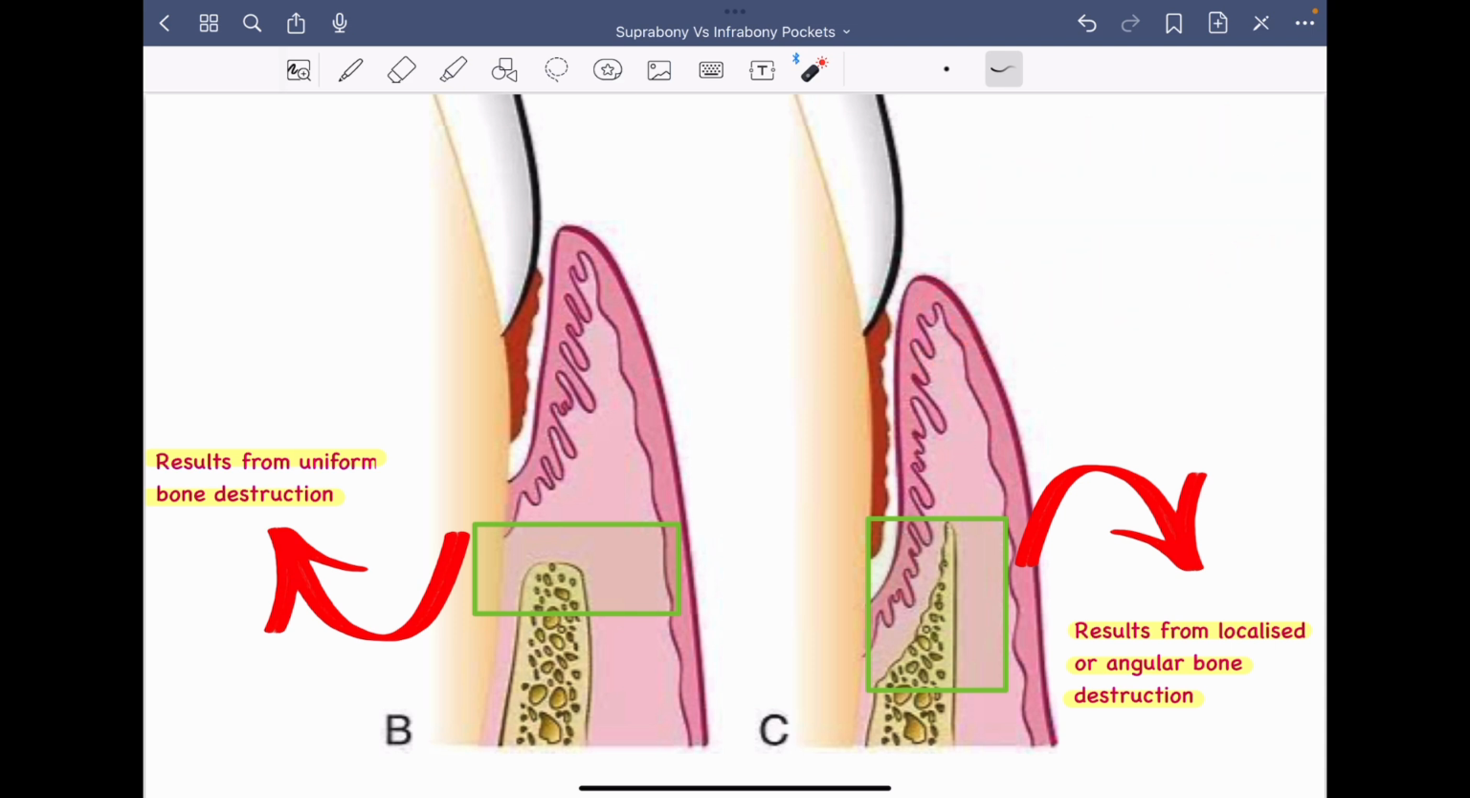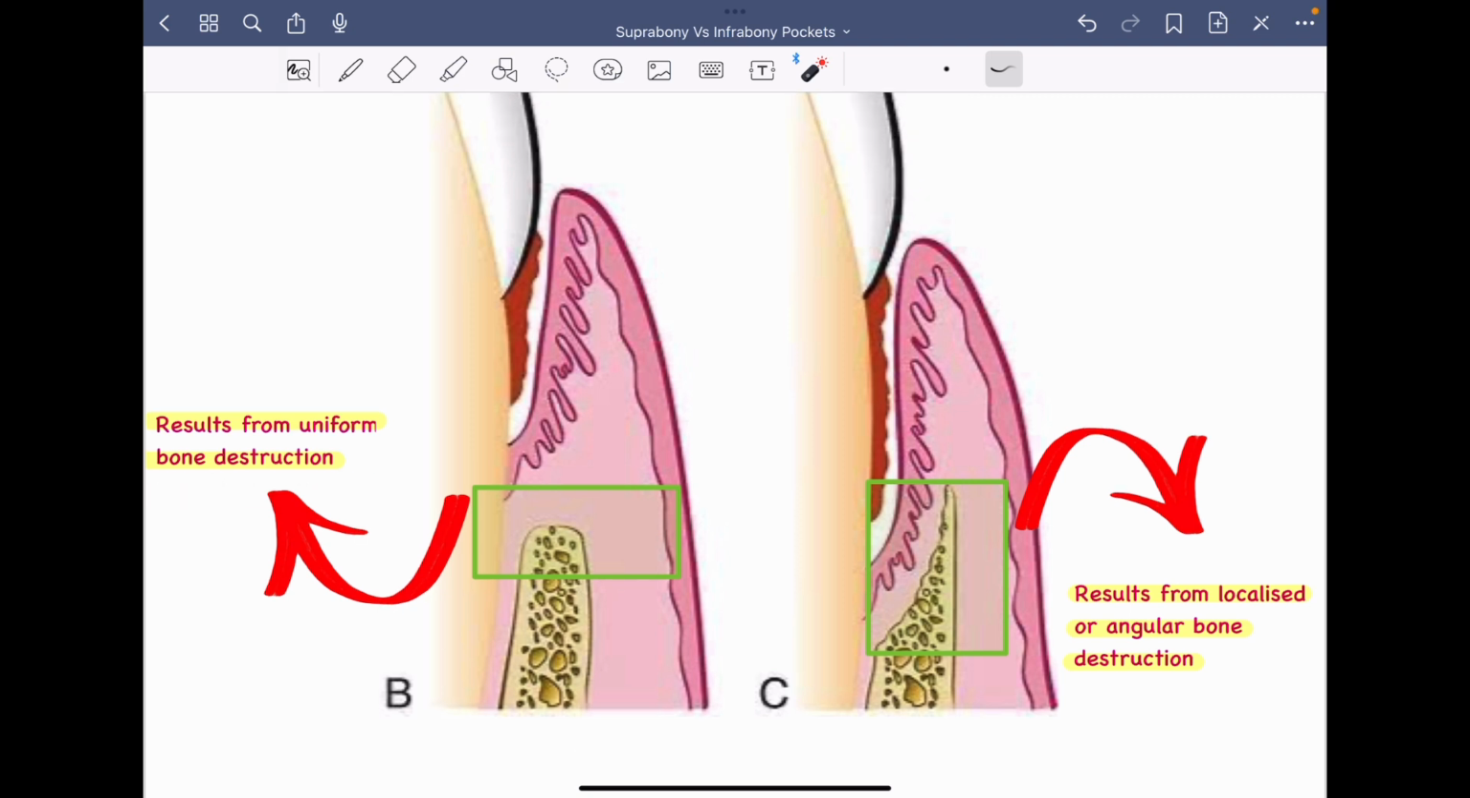However, in case of the suprabony pockets, there is a uniform bone destruction. Here you can see there is a uniform bone destruction. Previously we have seen there is a horizontal bone loss, so therefore there is a uniform bone destruction which is occurring, whereas in case of intrabony pockets, there is angular or localized form of bone destruction. So here we have uniform and horizontal type of bone destruction, and in case of intrabony pockets we have localized or angular type of bone destruction.